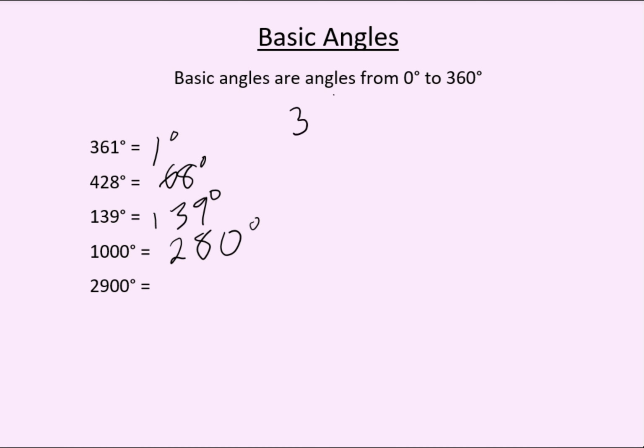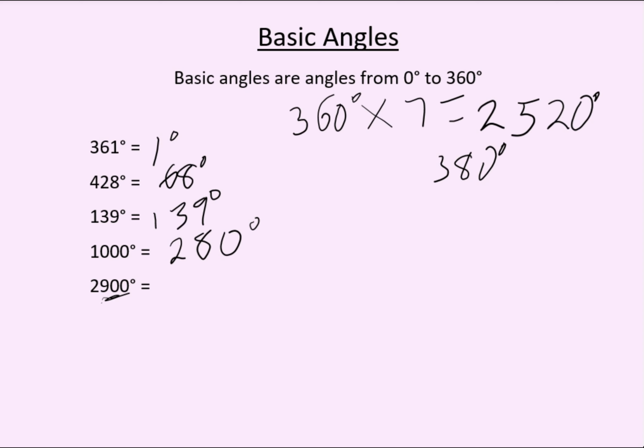If we say 360 degrees times 7, let's use a calculator for that. 360 degrees times 7, we have 2520 degrees. We don't know the answer yet. This is just trial and error method. The question is 2900 degrees. So 2900 degrees minus 2520 degrees, we have 380 degrees. And yet 380 degrees is more than 360 degrees that we are looking for.